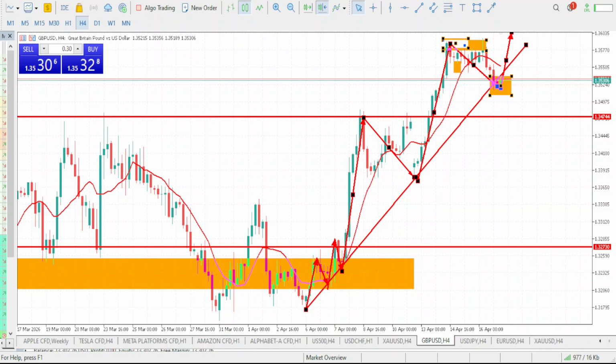Now, could there be changes to this prediction? Yes, there is a possibility that there will be changes. But if there will be any changes to this prediction, I will make sure I let you guys know.